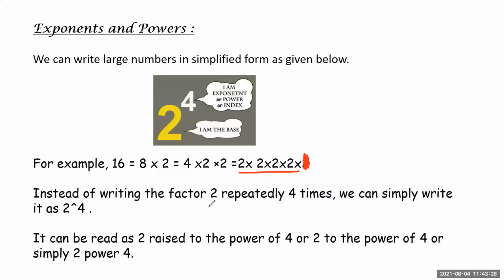Instead of writing the factor 2 repeatedly 4 times, we can simply write it as 2 to the power 4. This symbol indicates to the power. It can be read as 2 raised to power 4 or 2 to the power of 4 or 2 power 4. Anyway, we can call this. One thing we should remember is which is the base and which is the exponent.